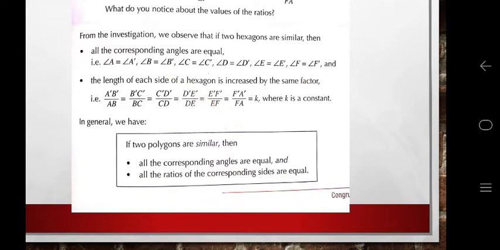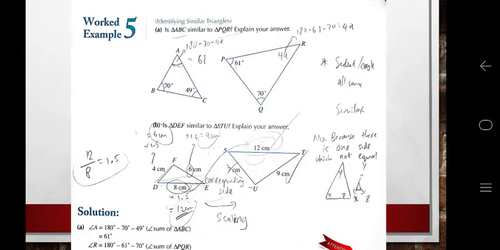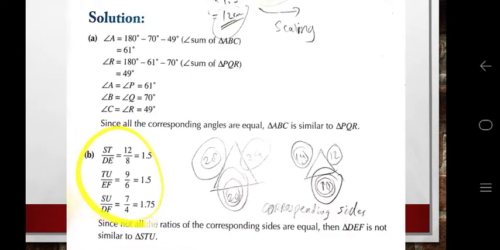The way you compare is very neat. You just divide the corresponding sides: the longest with the longest, the middle with the middle, the shortest with the shortest. Make sure they all give the same result. Now it turns out that this is not the same result.